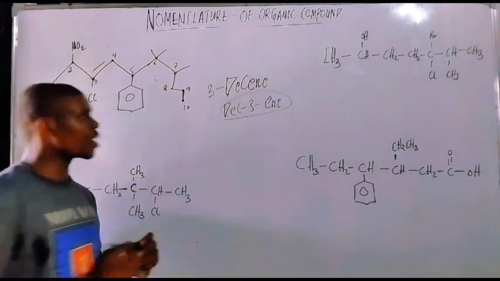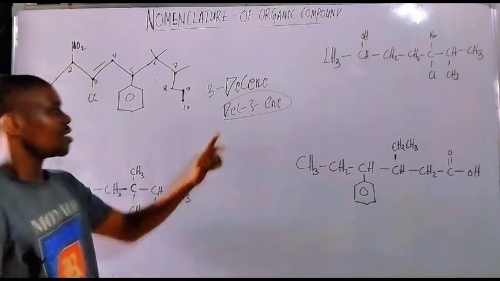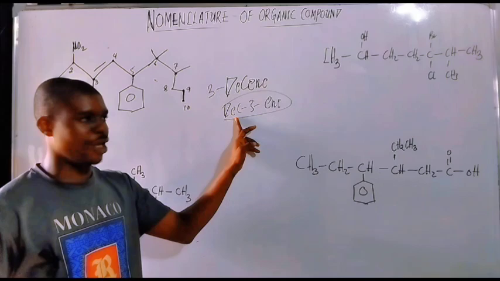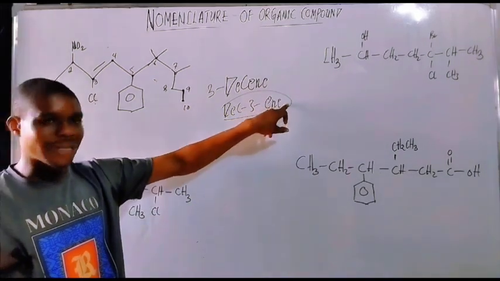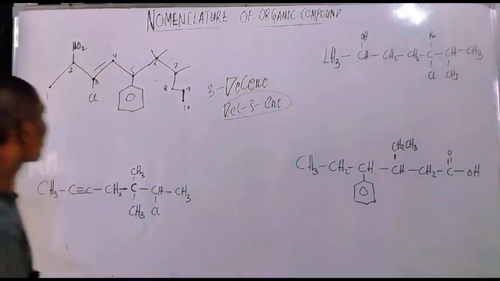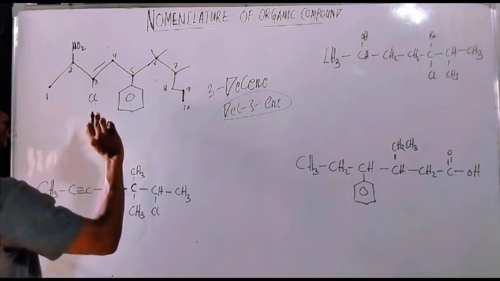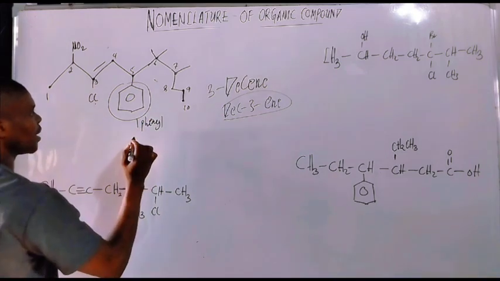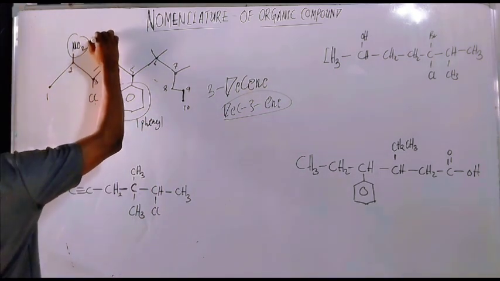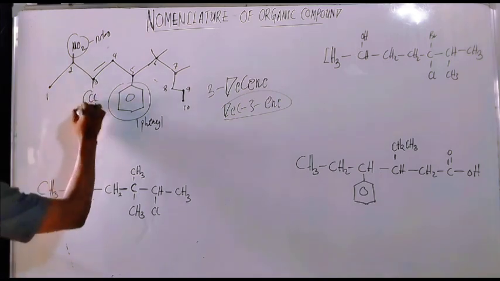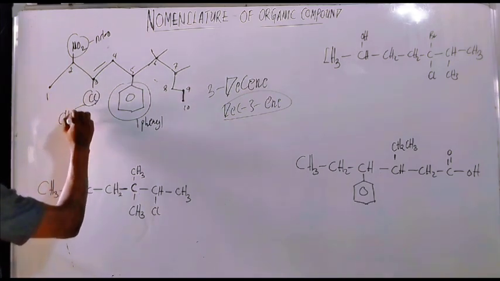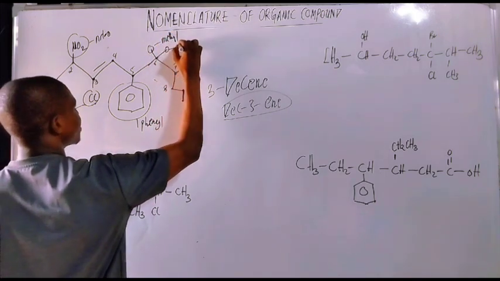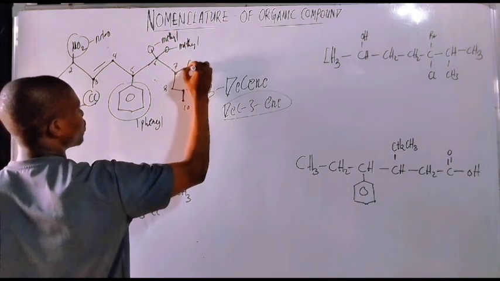Now this is the parent chain. What does it mean? It means a 10 carbon atom chain with a double bond at carbon 3. That is the meaning. Now we have our substituents here. Here we have phenyl. Can you see that? Here we have nitro. Here we have chloro. Here we have methyl. Here we have methyl. Right? Here we have methyl.